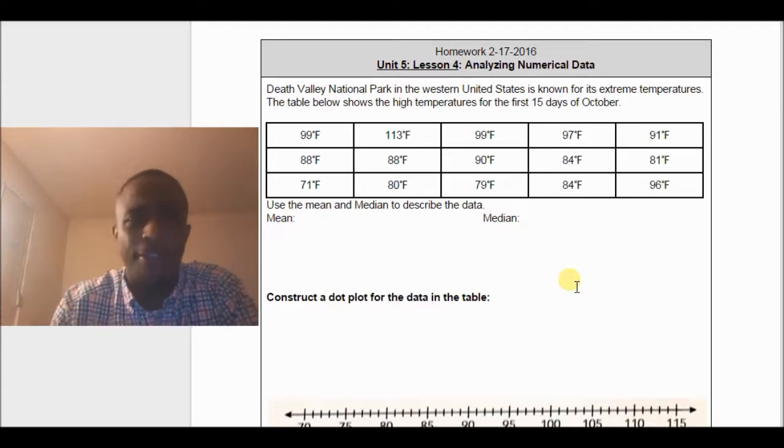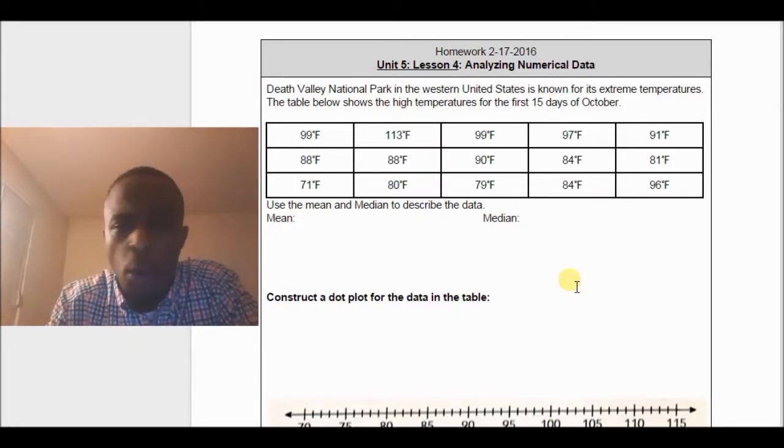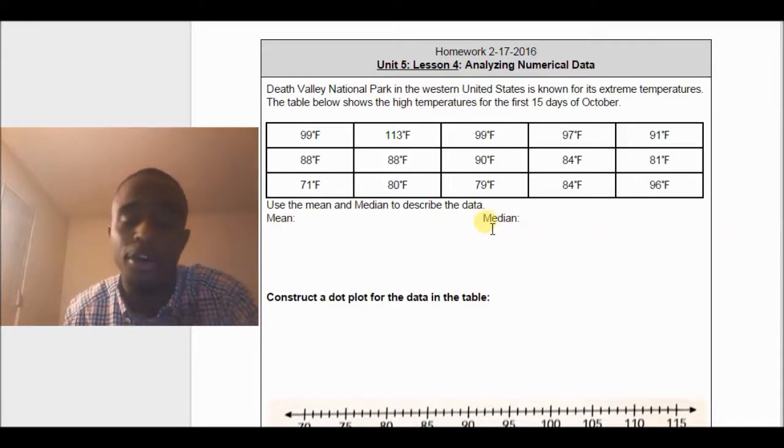Let's go ahead and dive right into the lesson. It's a word problem. One thing I want you to see is that we're going to be using this data set in this scenario throughout the lesson. So I'm going to be referring to this whole scenario throughout the entire lesson.